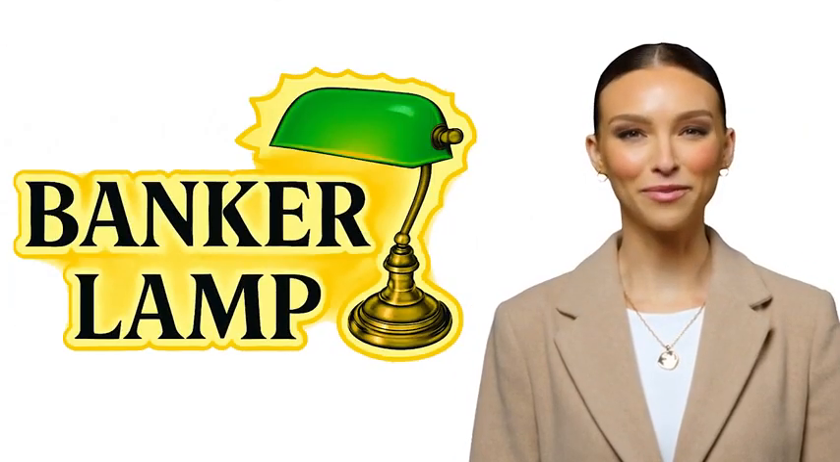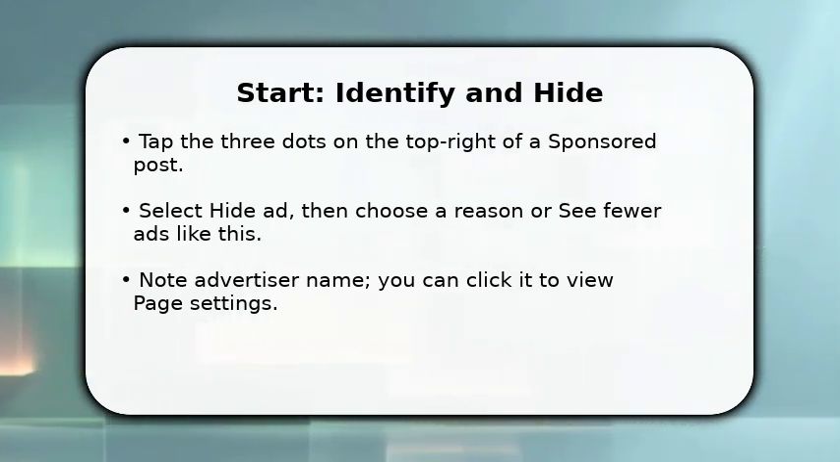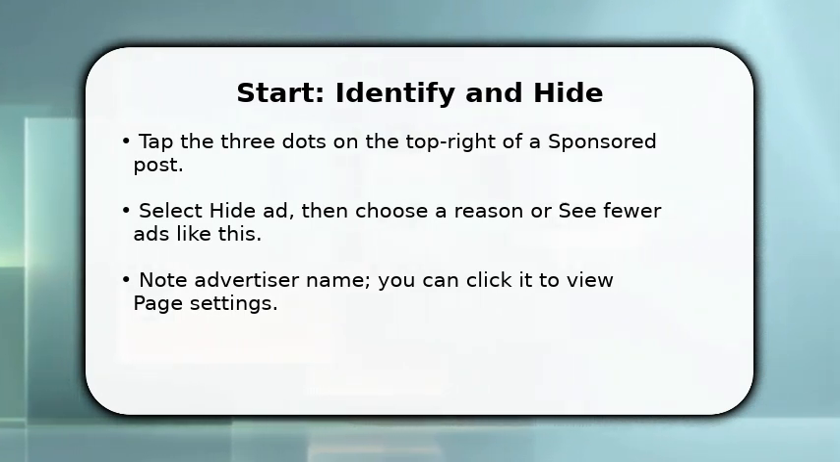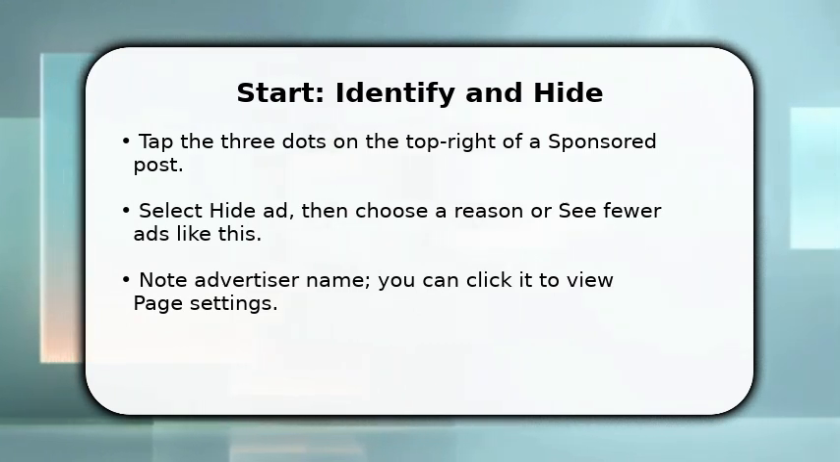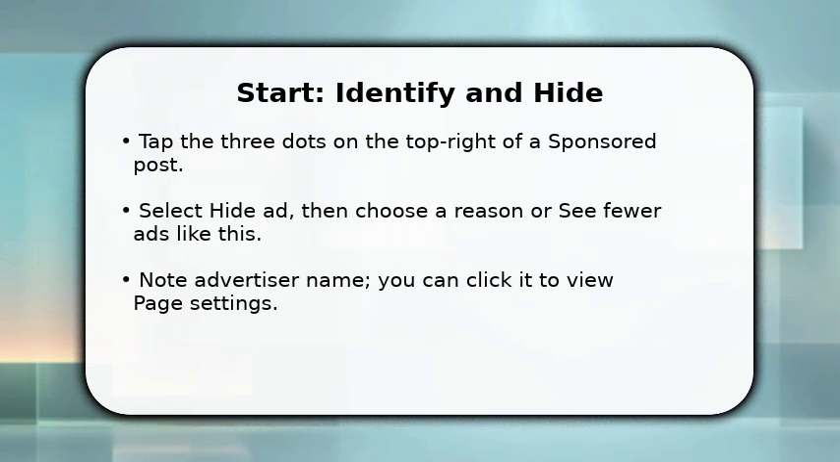Please enjoy the video. You start by finding the sponsored post and tapping the three dots. Do this now. Once done, choose Hide Ad to remove that specific impression and give a reason so Facebook learns your preference. Make sure to tap the advertiser name to check the page. Sometimes muting or unfollowing removes similar ads. If the ad persists, don't stop.